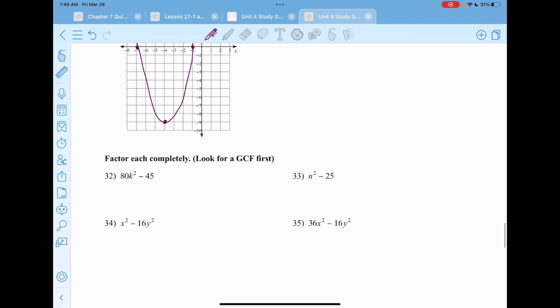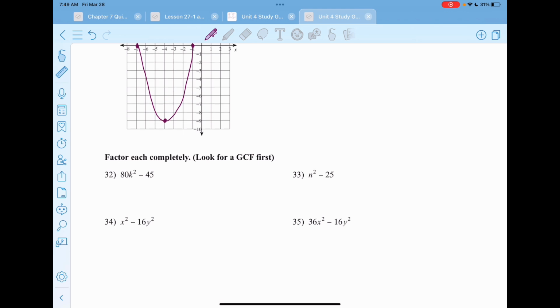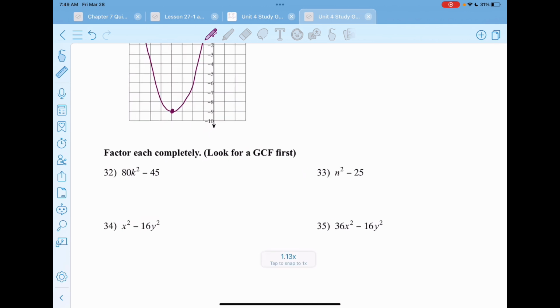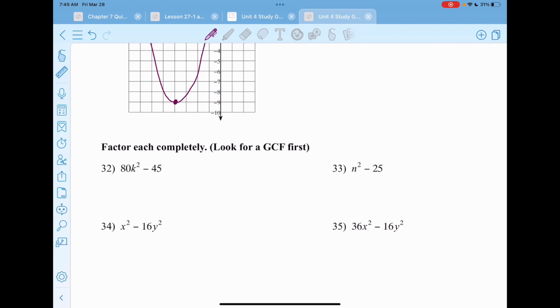And lastly, we're going to practice our difference of squares pattern. In order to factor completely, make sure that you look to see if you can factor out a greatest common factor first. So for example, in 32, it looks like I have a greatest common factor. I think I can divide both 80 and 45 by 5. 80 divided by 5 will give me 16 with that k squared. And 45 divided by 5 is 9. Don't forget to write the 5 on the outside.